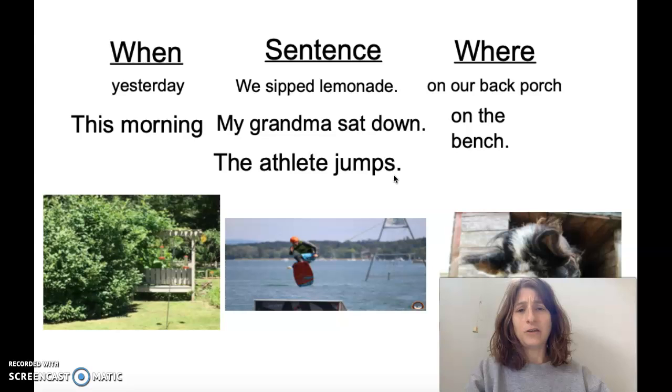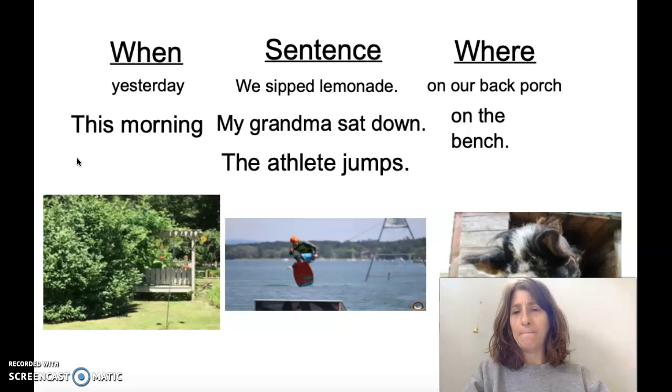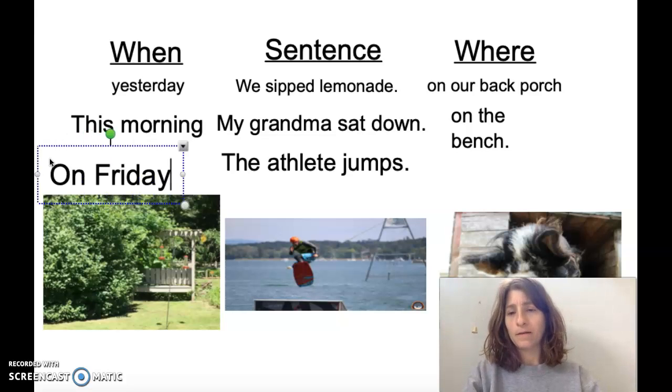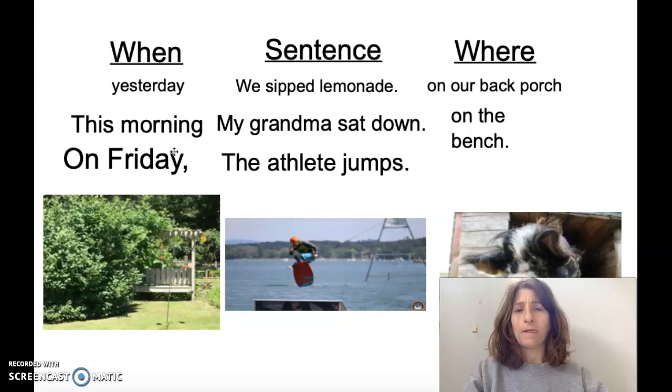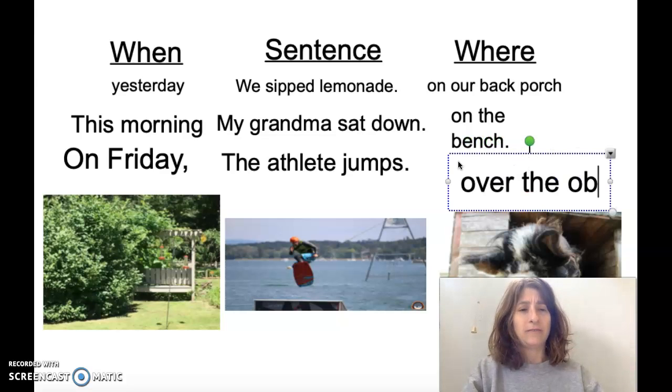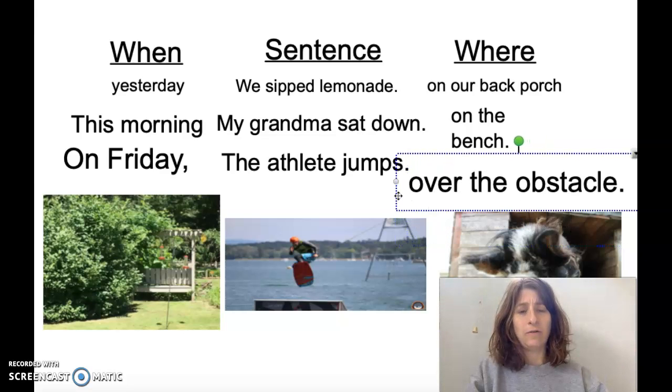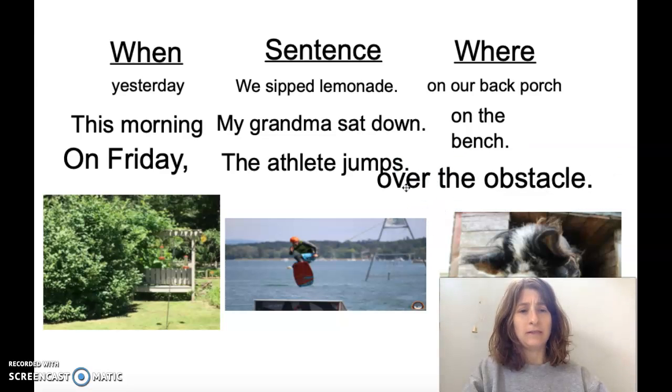That's a sentence. Now I'm going to think about when. When does that happen? I'm going to say on Friday. So on Friday, the athlete jumps where? Over the obstacle. An obstacle is something you try to get over or around. So I'm going to say over the obstacle. And let me just make this a bit smaller for us.